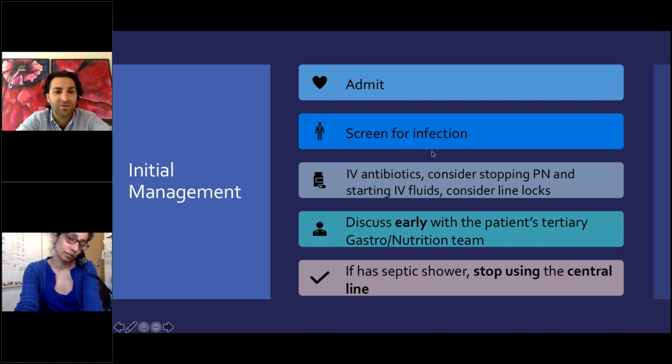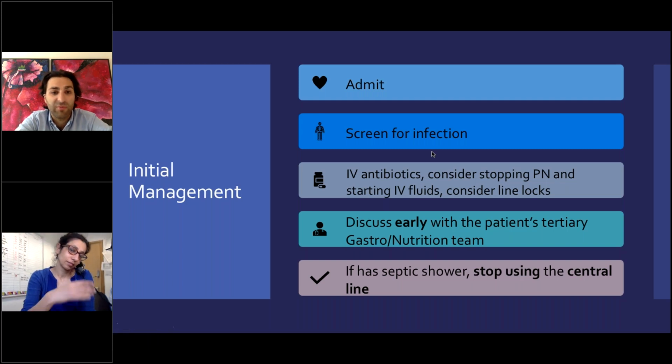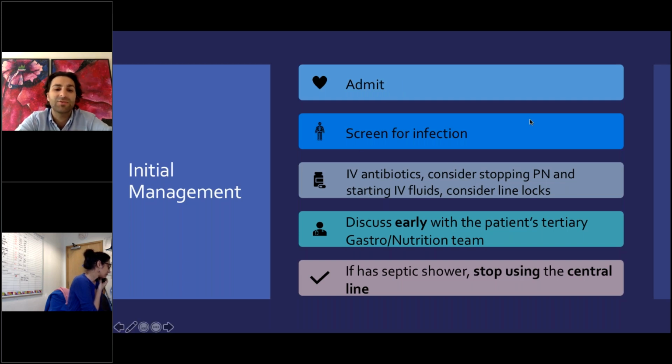And I guess the take-home point here is treat this like you would a child with possible febrile neutropenia. Admit them, screen for infection, start IV antibiotics early, stop their PN. It says consider, but actually stop their PN and start IV fluids. Consider line locks, antibiotic line locks, and discuss them early with their gastroenterology and nutrition team, because they might have an individualized antibiotic protocol. They might have tips for how to write up their IV fluids. And crucially, as I'm sure you would all do with all patients with a line, if they're having septic showers when using the line, stop using the line, because that line may be infected.